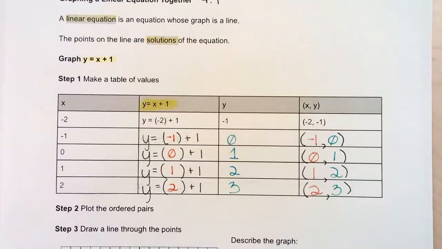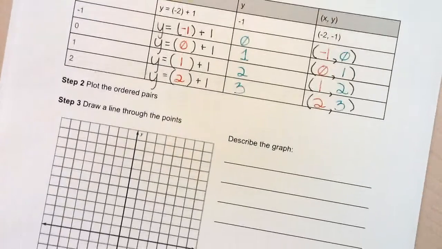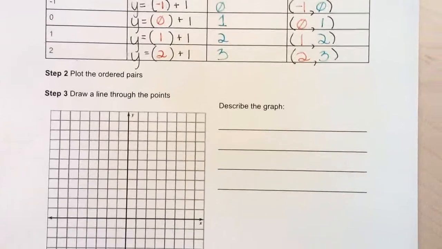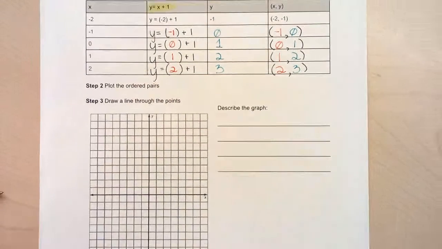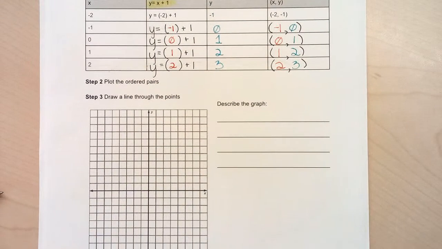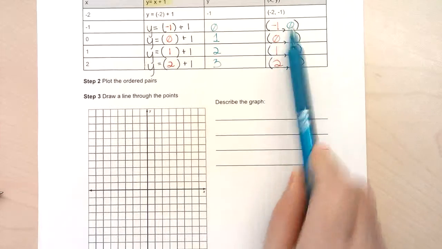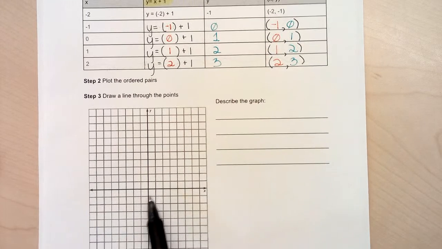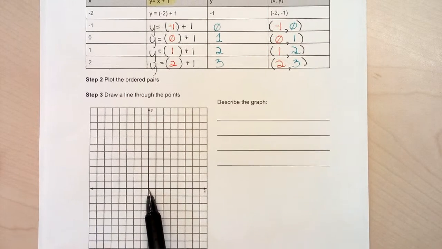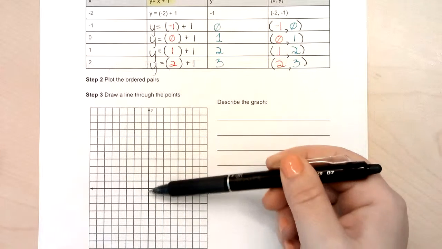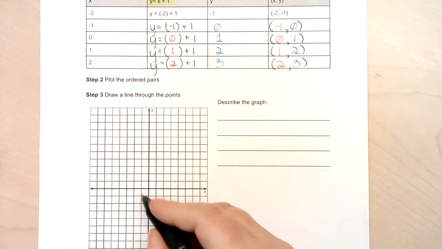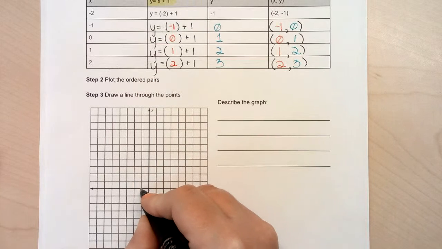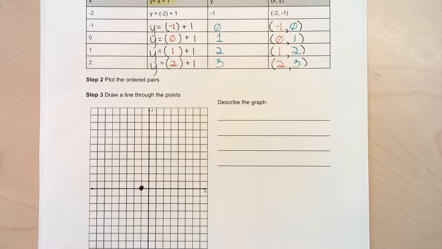All right, step 2, we need to plot those ordered pairs. So I'm going to shrink this a bit. Okay, so let's plot our ordered pairs. First, we have -1, 0. Remember, I always want to start at the origin of my graph. It's where the x and y axis intersect. -1 means to move left 1 unit, and because it's -1, 0, I stay put. I do not move up or down. So there's my first point.